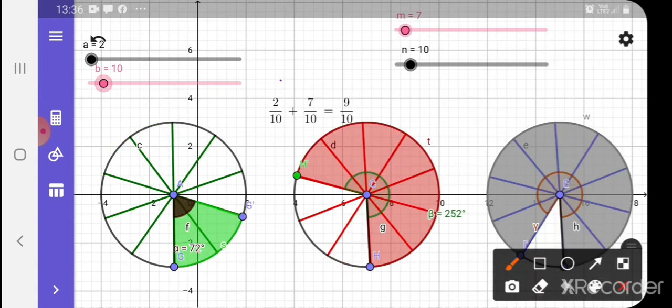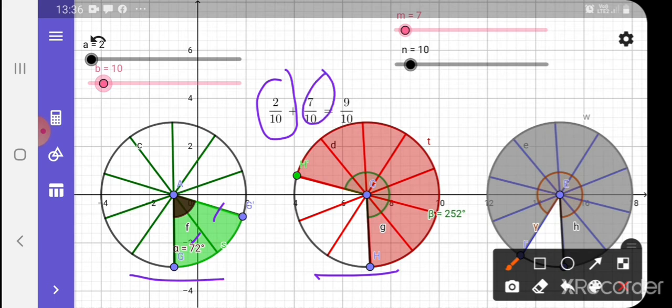First fraction, 2 by 10. This circle is divided into 10 parts, so we select 2 parts. And the second fraction you see here is divided into 10 parts. We select 7 parts. So the total will be 9 by 10. Here 2 sectors are colored, here 7 sectors are colored, so you see here 9 sectors are colored.